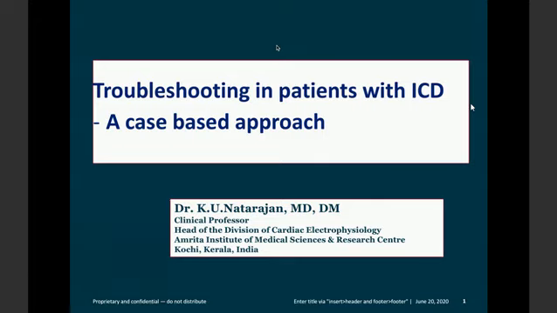Thank you, Dr. Mugul. At the outset, I thank Medtronic for having arranged this web-based session, which they have been doing in the form of a series of talks. And today's talk will be on troubleshooting in patients with an implanted cardioverter defibrillator. We will make it as case-based an approach as possible instead of making it a theoretical discussion.